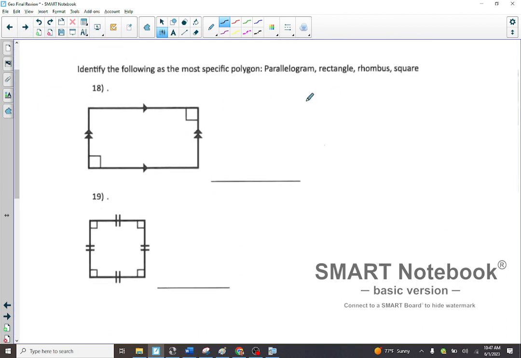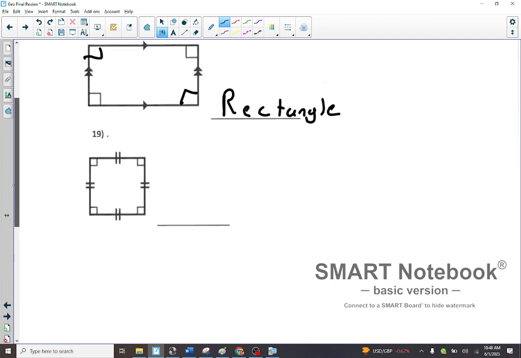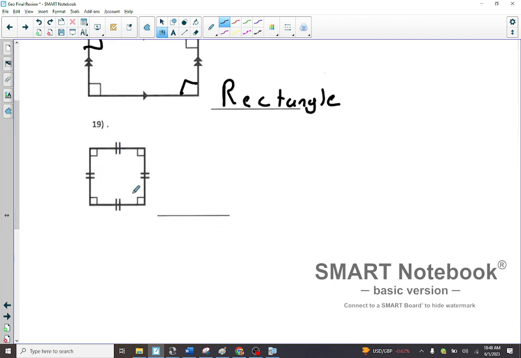Identify the most specific term. So in this case, these are parallel and these are right angles. Since these are right angles, we could figure out that this is also right angles, because you could think of them as supplementary or equal to them. So these are all right angles. Since they're all right angles, the best thing we could say is it's a rectangle. Remember, a rectangle is all angles match. A rhombus is all sides match. And a square is both true. So like number 19, all the sides match and all the angles match.